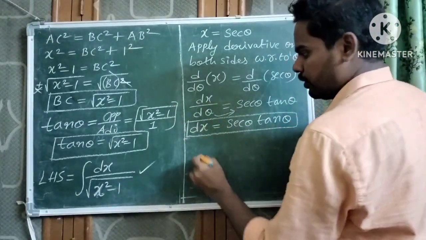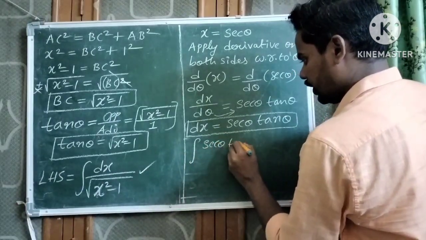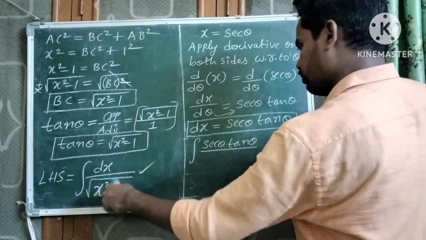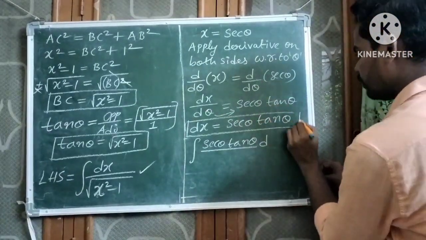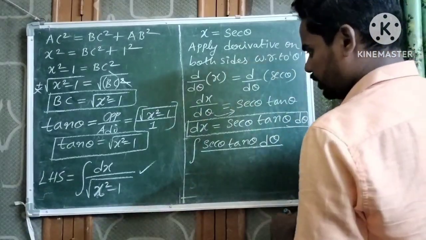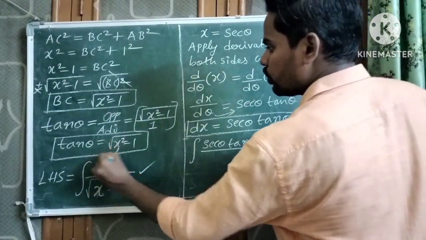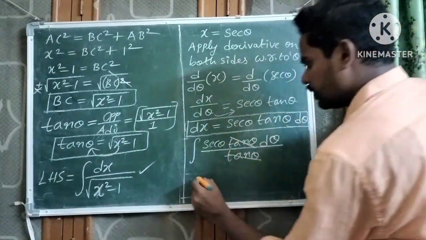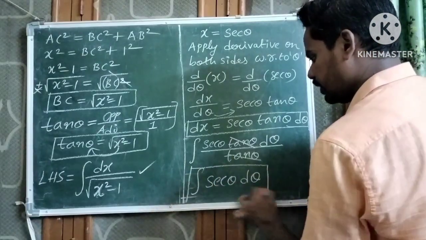Now look at this expression. Integral dx becomes secant theta tan theta by root over x square minus 1, into d theta. Here division becomes multiplication, and you will get d theta also. Root over x square minus 1 is equal to tan theta. Tan theta and tan theta get cancelled. In the end you will get integral secant theta d theta.